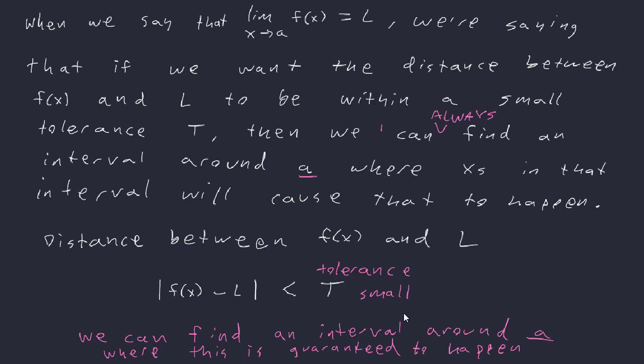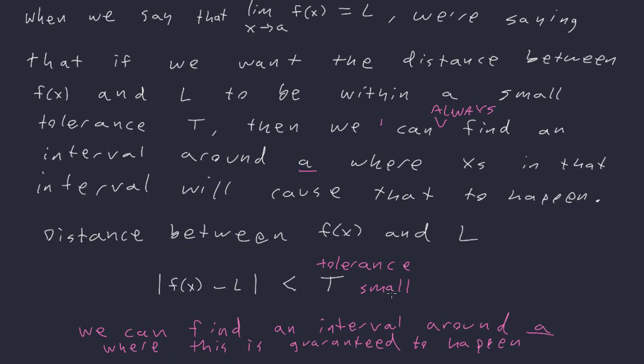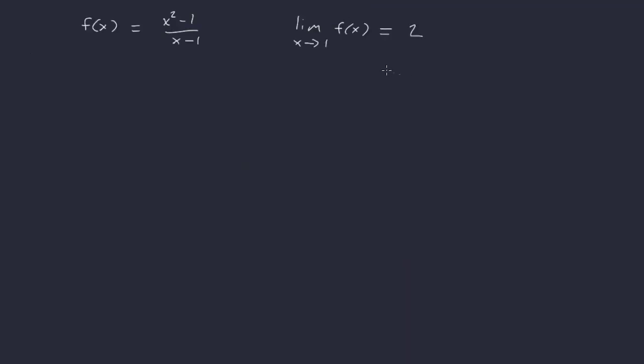I think it's easier to describe what's going on here with an example. So let's look at one of the examples we started with, which was the function x squared minus 1 all over x minus 1. We found through the table and looking at the graph that the limit as x goes to 1 of f of x is equal to 2.